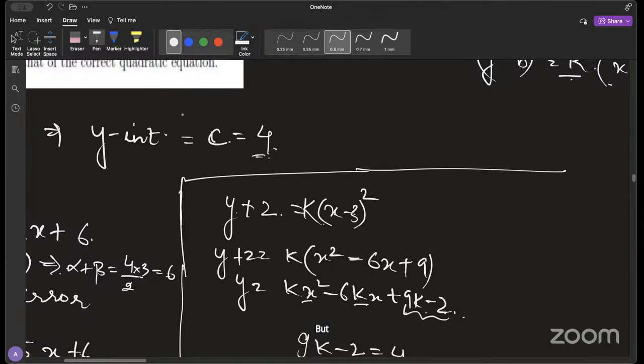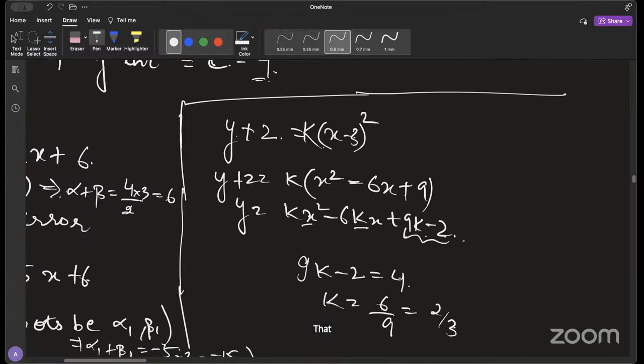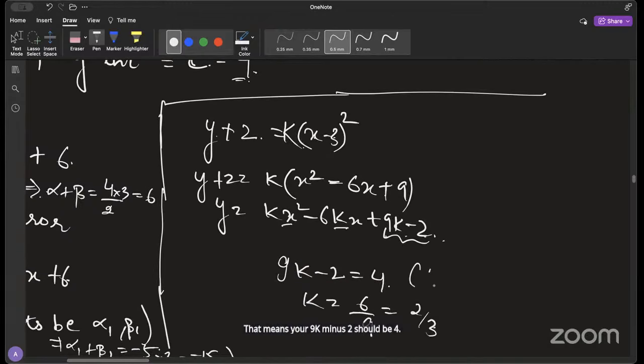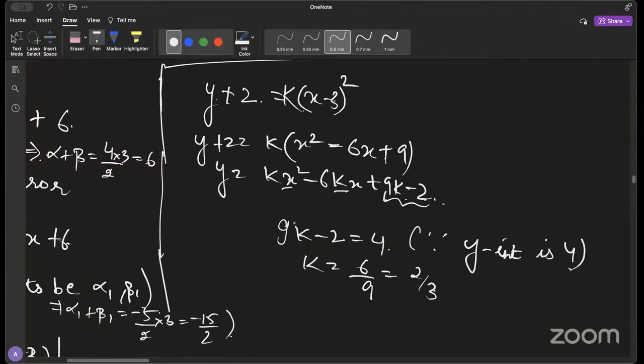But the question says that your y-intercept is 4, right? Yeah. That means your 9k minus 2 should be 4. And then you solve for k, because that's the only missing part. You found the entire quadratic equation. The only missing part is k. We don't know k, and we have found k from here, right? Yes. Is it clear till this part?